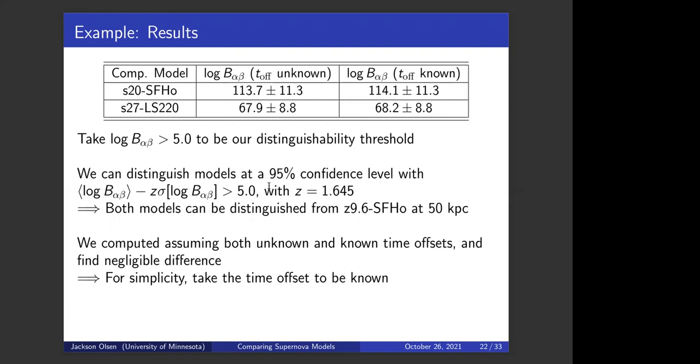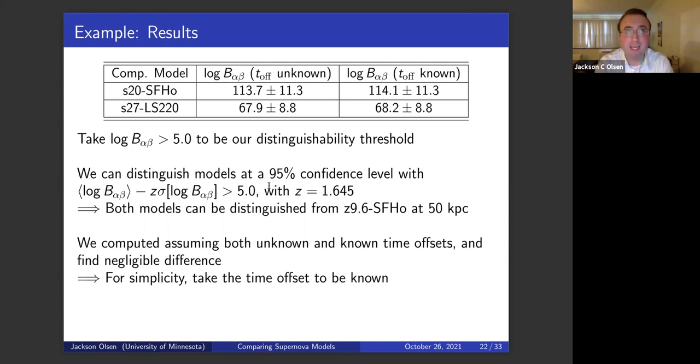So this is obviously going to depend a lot on the two models that you're trying to compare. If the models are infinitely similar, you'd have to be infinitely close to the supernova to distinguish them. But for these models, I would say it's probably on the order of 100 kiloparsecs, somewhere around there. But again, it's going to depend a lot on the models. Okay, thank you.